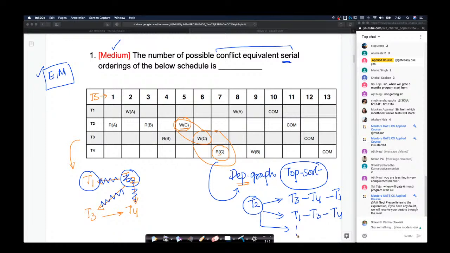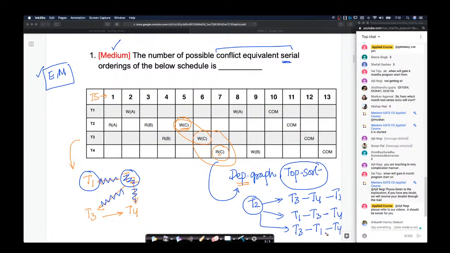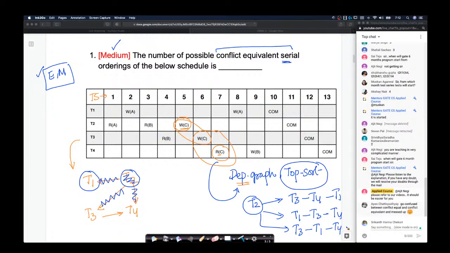Next comes, you have T3, T1, T4. This is also a valid ordering. Right? This is also a valid serial ordering, right? The reason this is a valid serial ordering is because you have T3 before T4. That is the only constraint that you have to satisfy. T1 can be there anywhere.